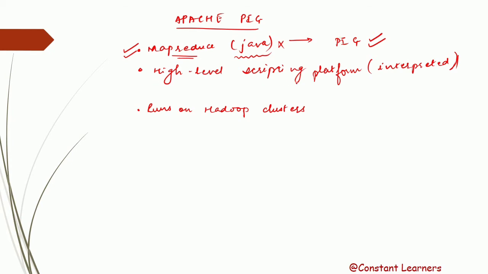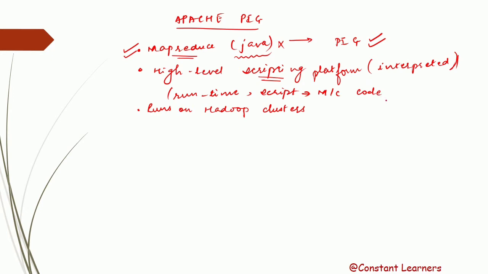So Pig is actually a high level scripting platform. Scripting platform means what? That means it uses a scripting language. Scripting language means that the language is interpreted. It is not compiled. That means it is developed for the runtime. That means the script that the user writes is converted to machine code, and this is not to be known by the user. All of this happens inside the machine.